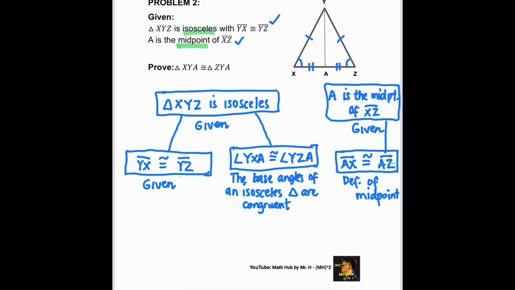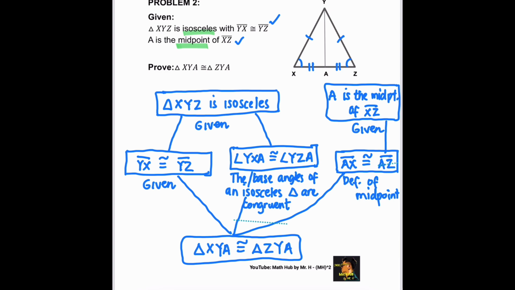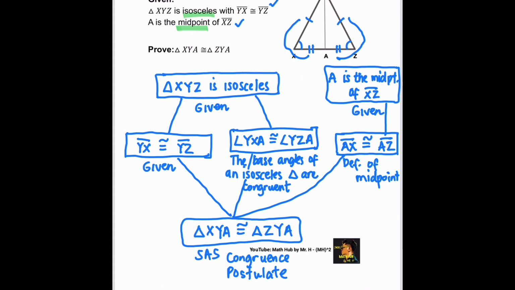But we need this. We need this one. And we need this one. We can write the proof statement. Triangle XYA is congruent to triangle ZYA. Right? And going back to the diagram, the postulate that we use to prove it is SAS congruence postulate. There you go. So that is the complete flowchart proof.